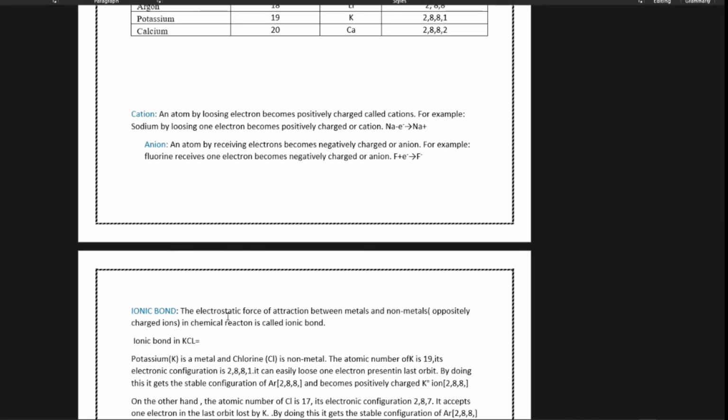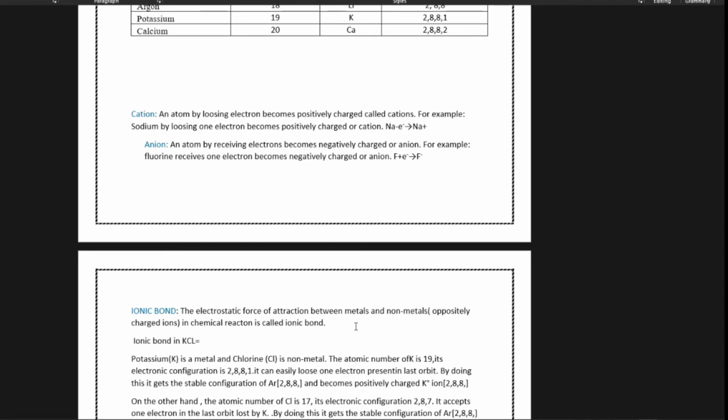So the electrostatic force of attraction between the metals and non-metals, that is, between the oppositely charged ions, is called an ionic bond in chemical reactions. That's how an ionic bond is formed during a chemical reaction between metals and non-metals, or cations and anions. All cations are metals and all anions are non-metals. These actually form the ionic bond.